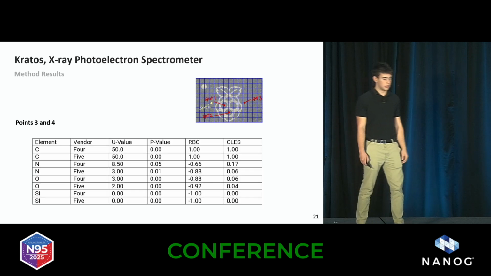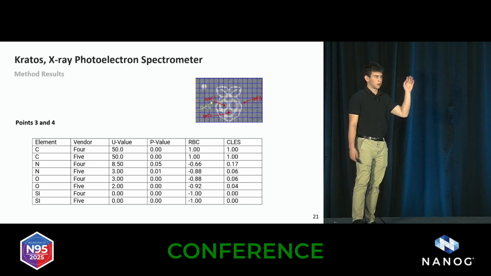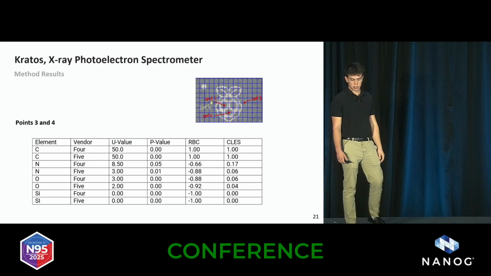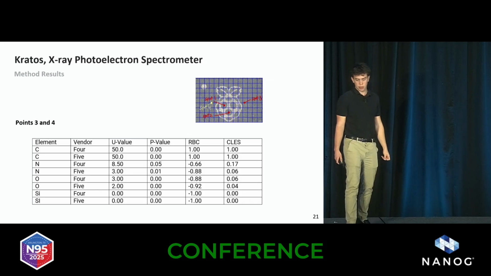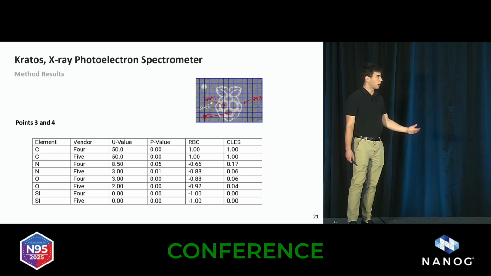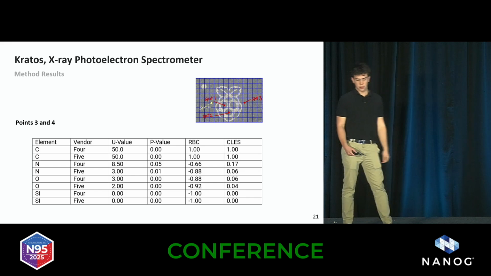Moving on to points 3 and 4, which was just comparing the outer points between the other vendors and vendor 1. We again saw some significant differences, and that was primarily between vendors 4 and 5, and our rank biserial coefficient was relatively high, which justified some of those results.